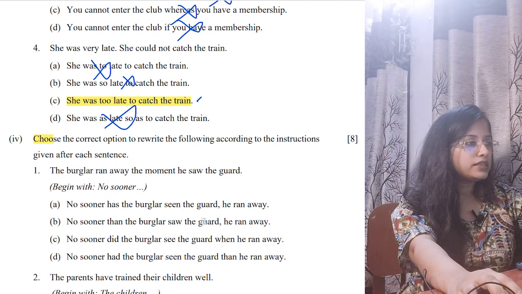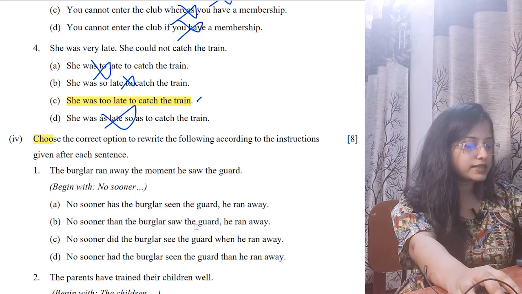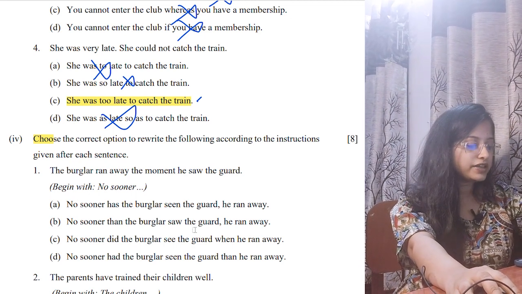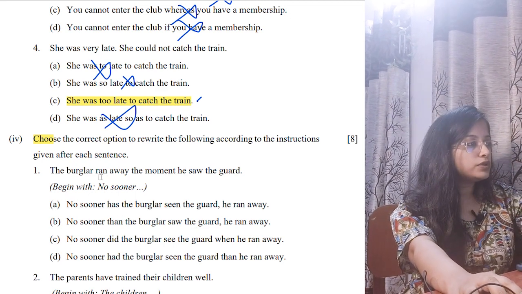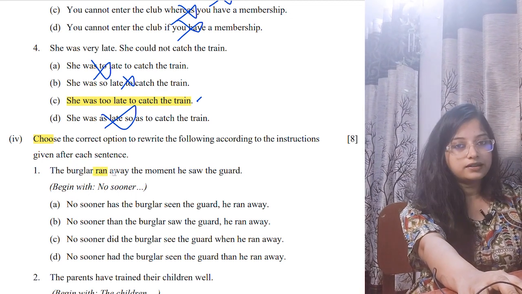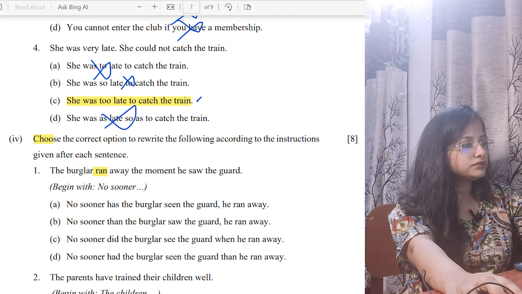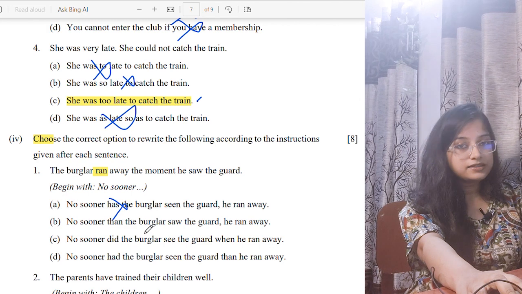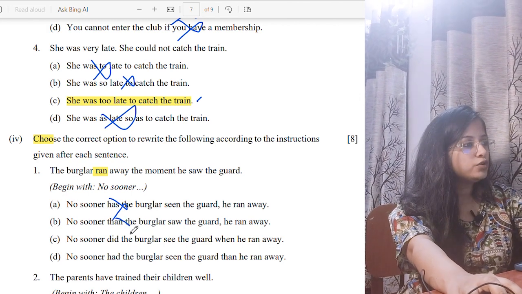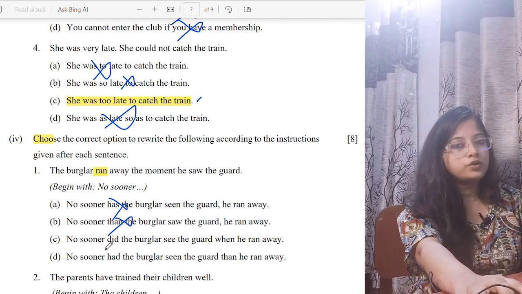The burglar ran away the moment he saw the guard. So as I told you, no sooner sentences are very, very important. You cannot skip them. With no sooner, see the tense first over here. Ran, that is past. So we will eliminate this one because it is written in present, not possible. Immediately after no sooner, we don't use that.